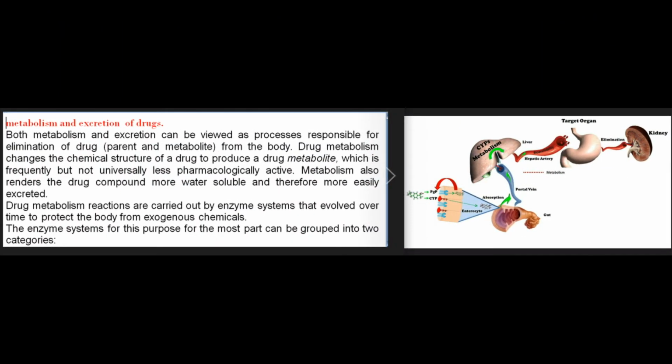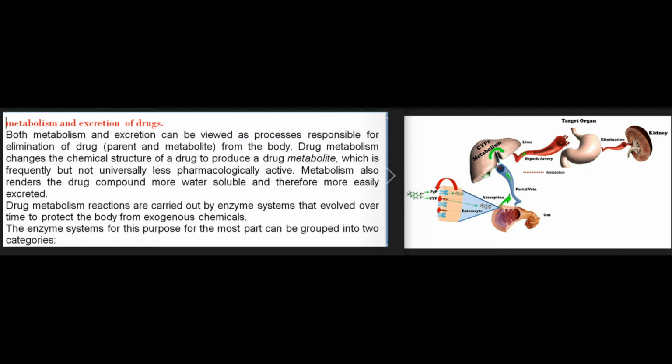Metabolism and excretion of drugs. Both metabolism and excretion can be viewed as processes responsible for elimination of drug, parent and metabolite, from the body. Drug metabolism changes the chemical structure of a drug to produce a drug metabolite, which is frequently but not universally less pharmacologically active. Metabolism also renders the drug compound more water-soluble and therefore more easily excreted.